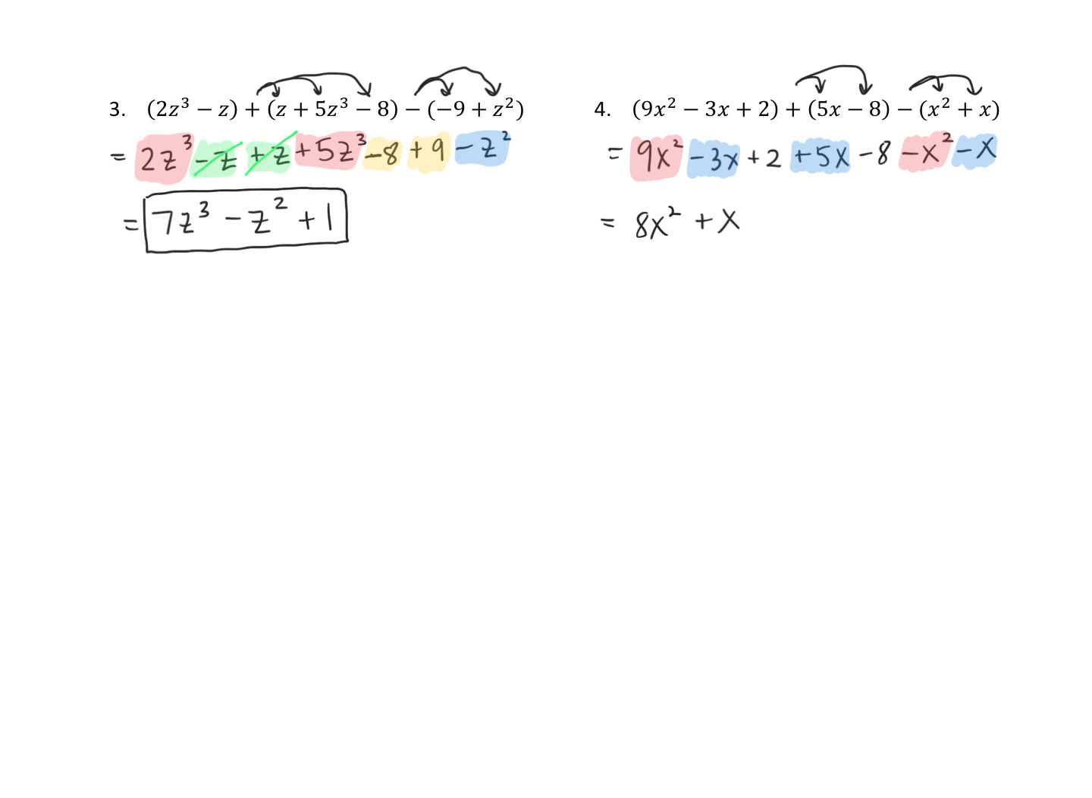And then I'm looking for my constants. So I have a 2 and negative 8. So 2 minus 8 is negative 6. I've combined all my like terms. I've written my answer in descending order. So that would be it.